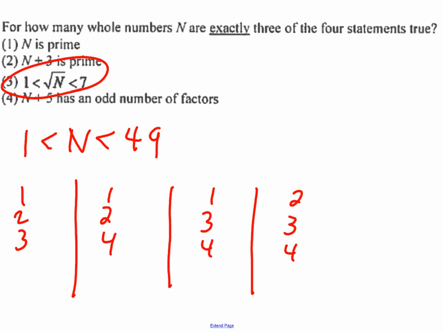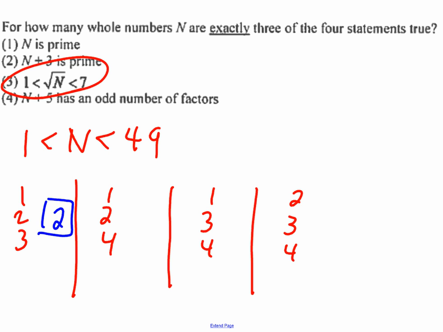So we have to think about something that is prime and has n plus 3 that is prime. After you get to 2, so 2 is a prime number, but after that, all other prime numbers are odd. And anytime you add 2 odd numbers together, you get an even number, which will not be prime. So the only answer that works for 1, 2, and 3 to be true is 2. So 2 is prime, 2 plus 3 is 5, which is also prime, and it's between 1 and 49.